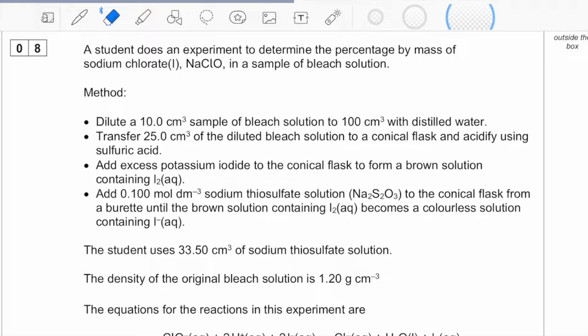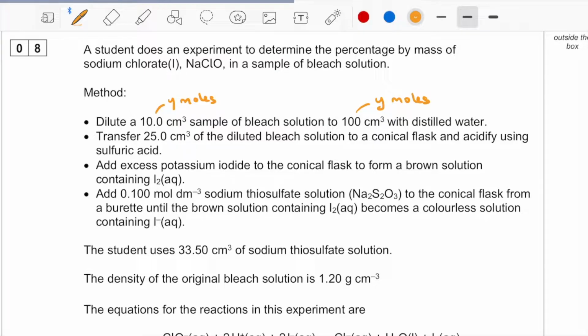So the method. They dilute a 10 cm³ sample of bleach solution to 100 cm³ with distilled water. So first things first, one of the things that we can say is that we have Y moles in our 10 cm³ sample, and then when we've added the distilled water, we still have Y moles. So yeah, we've diluted it. We would have a different concentration because we've got a different volume, but we've still got the same number of moles.